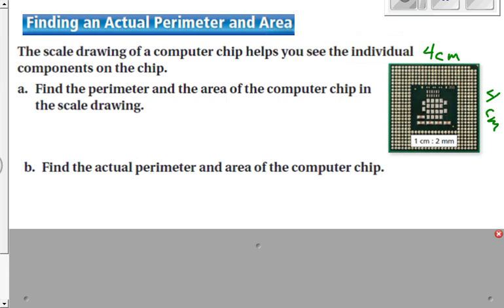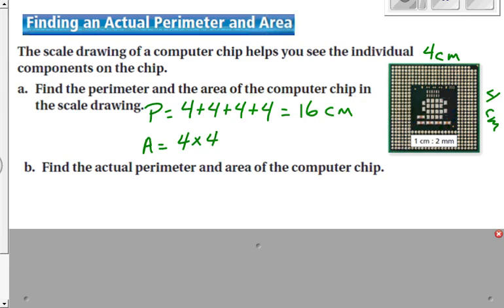So the next thing we're going to talk about is finding an actual perimeter and area. The scale drawing of a computer chip helps you see the individual components on the chip. Find the perimeter and area of the computer chip in the scale drawing. In the scale drawing, it is measured to be 4 centimeters by 4 centimeters. To find the perimeter, we simply add 4 plus 4 plus 4 plus 4, and we know that is 16 centimeters. To find our area, we know that's length times width. Our length is 4, our width is 4, so 4 times 4 equals 16 centimeters squared. That's for our scale drawing.